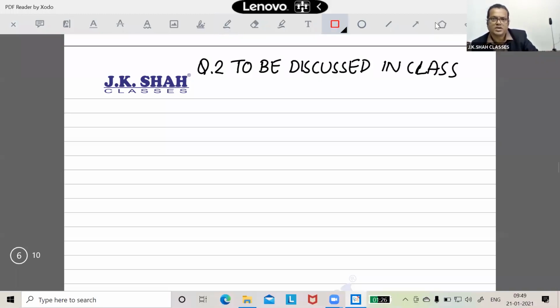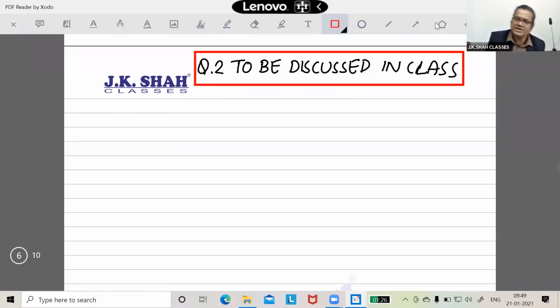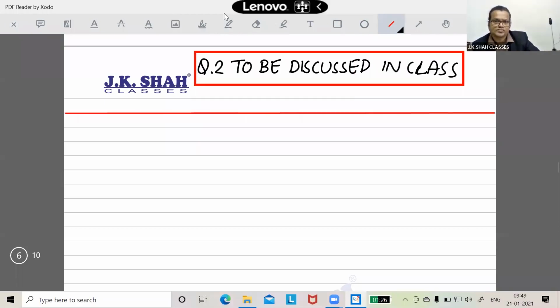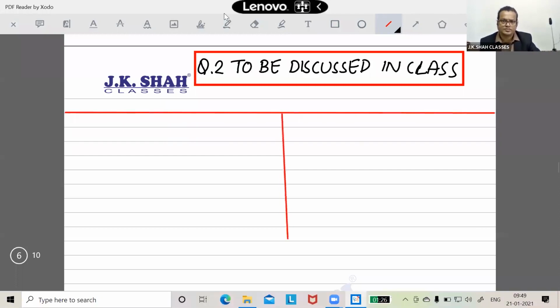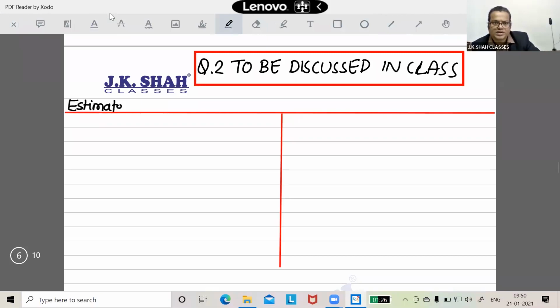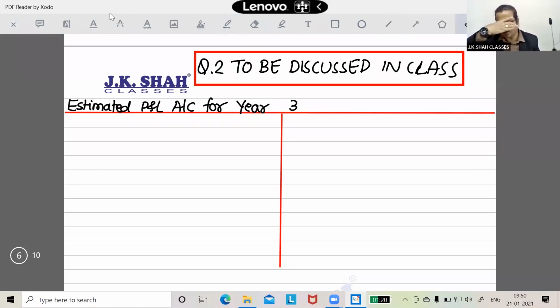What we are solving is question number 2 to be discussed in class. So what we will prepare now is the estimated P&L account for year 3. Okay, this would be now our estimated P&L account for year 3.